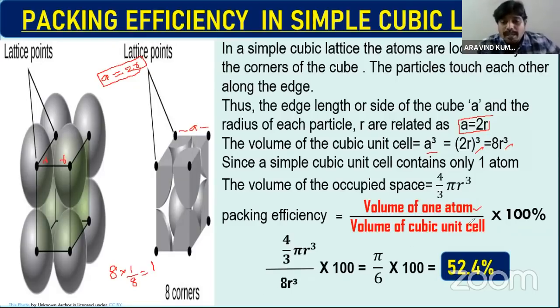Therefore, the volume of one atom, the volume of a sphere, is given by the formula 4 by 3 pi r cube, divided by 8r cube, into 100. If you simplify it, you will get 52.4, children. Hope you understand. So the packing efficiency in the simple cubic lattice system is 52.4%. It means whatever the unit cell's total space is, out of that the spheres will occupy 52.4% of it. Let me go for the next one, children.